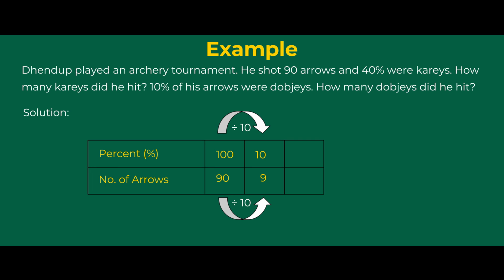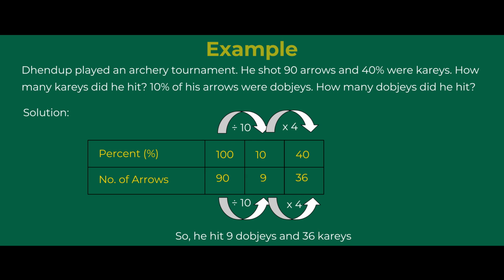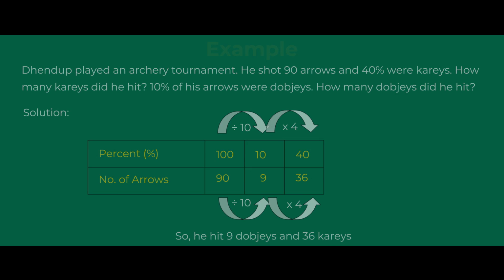We already found out the number of dobjes. Now, we will move on with the curries. So, 40% of his arrows were curries. So, 10 times 4 is 40. 9 times 4 is 36. So, he hit 36 curries.